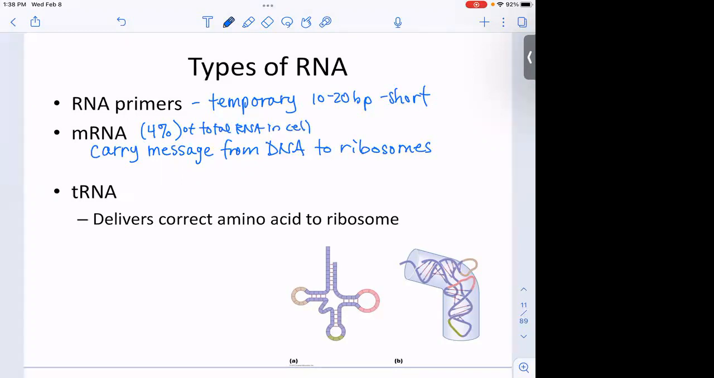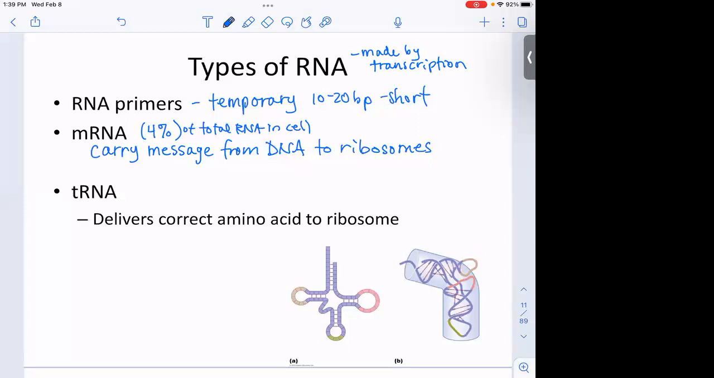And I should mention, how does a cell make RNA? It's made by that process known as transcription. We'll get to that process today. No matter what kind of RNA is being made, it's always going to be transcribed from one of the strands of DNA.